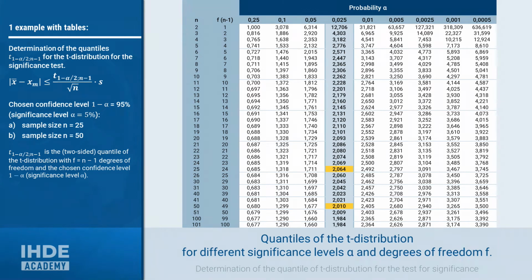This is what a complete table for the quantiles of the t-distribution looks like for different significance levels alpha and degrees of freedom f. So you must know the connections between the two-sided confidence levels and the tabulated one-sided quantiles to be able to use these tables correctly. Next, we will use Excel to calculate the quantiles just read for alpha equals 0.025 and n equals 25 and 50 respectively.